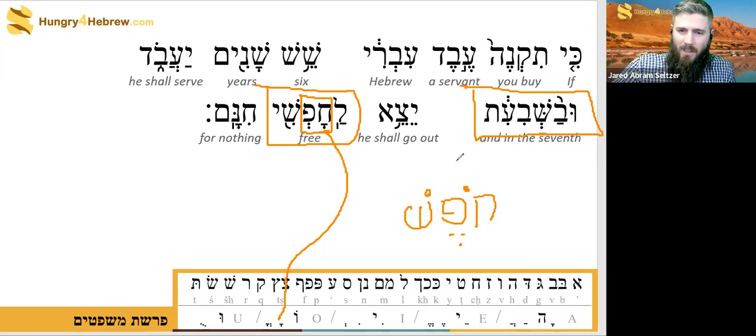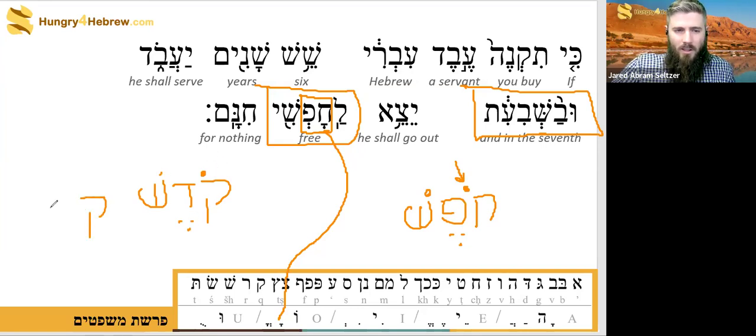The point I'm trying to make is because there's an O in it, that's why we should expect an O vowel, just like kodesh versus kodshi. That O vowel is going to be preserved in that form right there as a kamatz katan, kodshi. Chofesh, chofshi; kodesh, kodshi; same pattern.